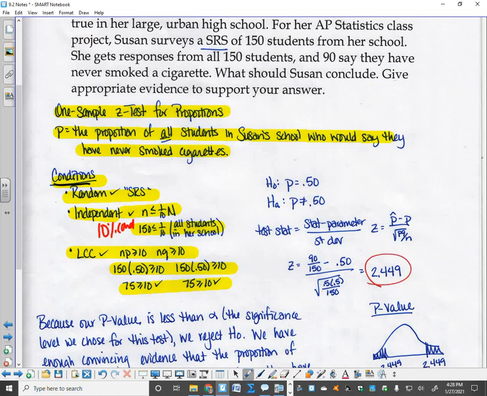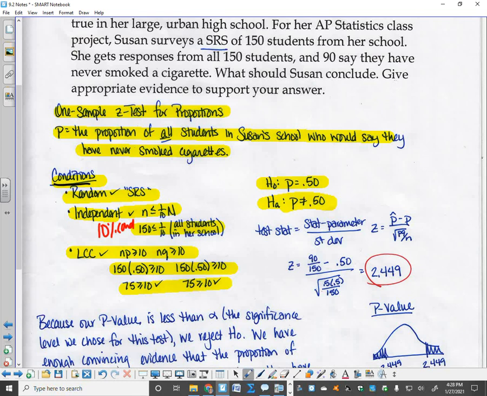50% because that's what she's claiming. Or that's what the Centers for Disease Control is claiming. My H sub O is that p is 50%. Now, the H sub A, I'm interested to know how many of you caught that it was a not equal to. There's nothing in here suggesting that Susan thinks that this is too high or that it's too low, or that her school is going to be higher or lower than what the CDC is claiming. So we're just claiming that it's different. Susan wonders whether this national result holds true in her large urban high school. Holds true or is false.